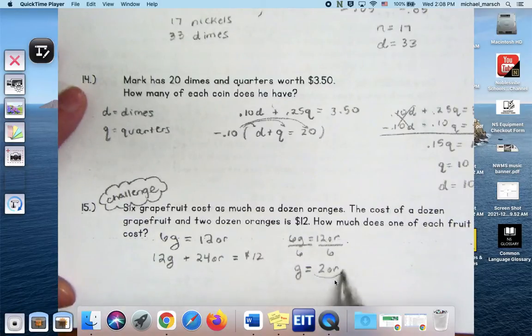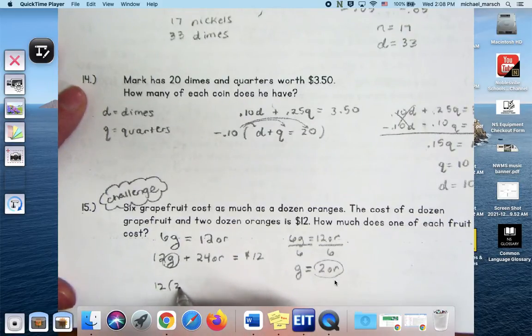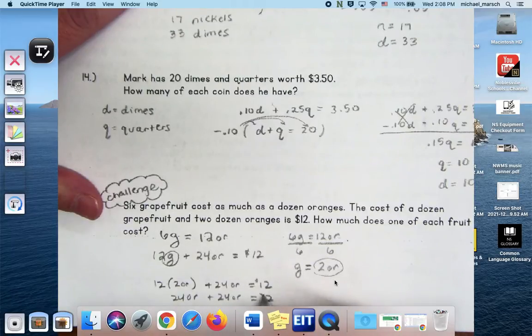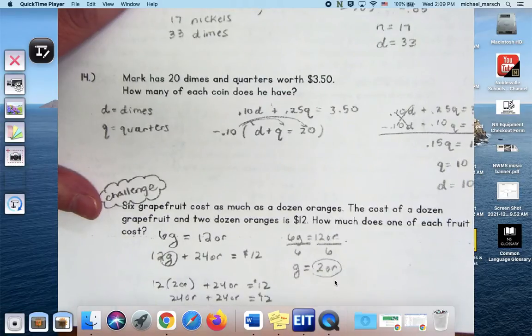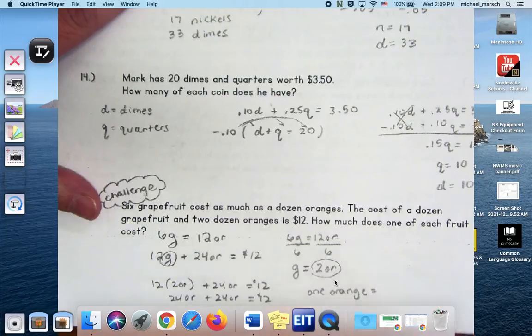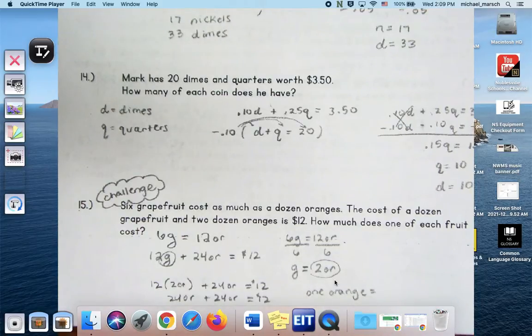So now I can put this right here. So I'm going to have 12 times 2 oranges plus 24 oranges equals $12. So I've got 24 oranges plus 24 oranges equals $12. How much is an orange going to cost? $4. Nope. Wait. 25 cents. How did you know that?